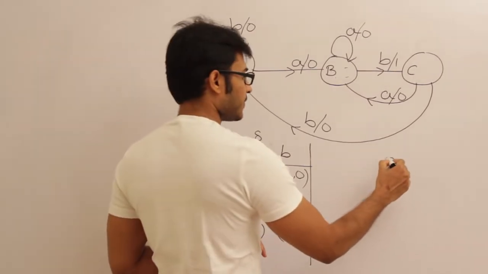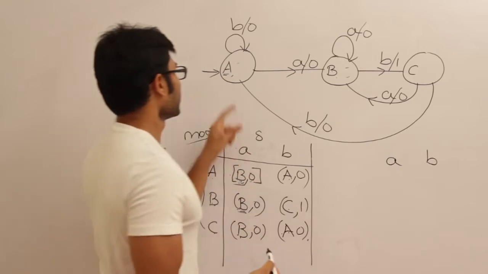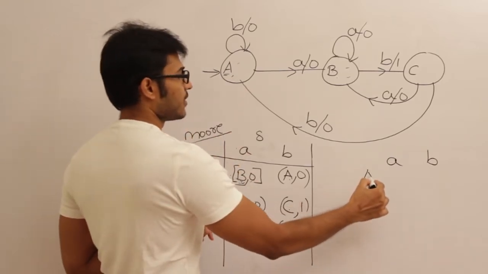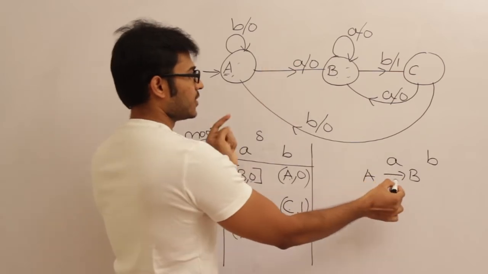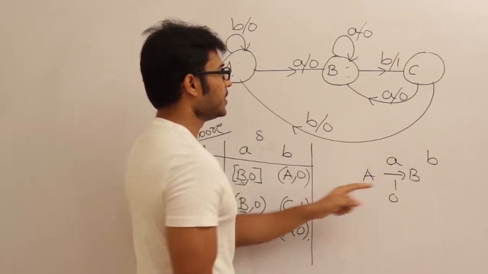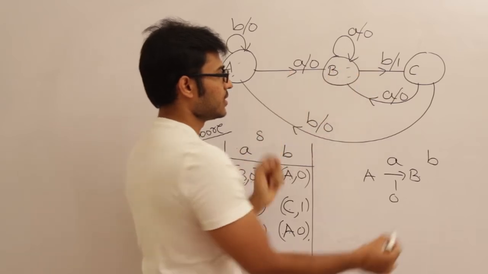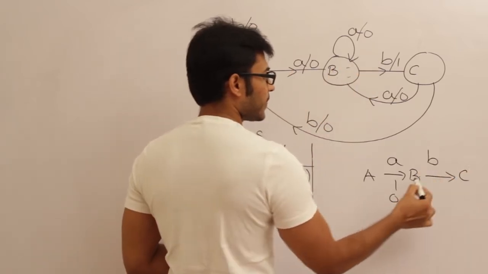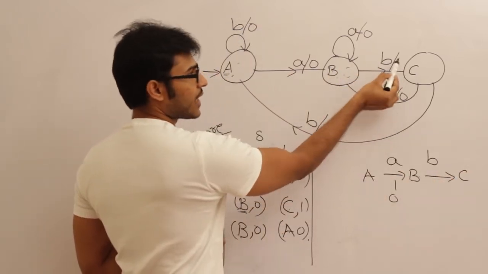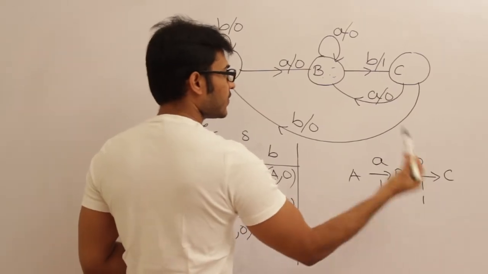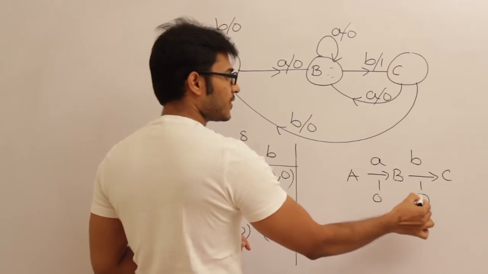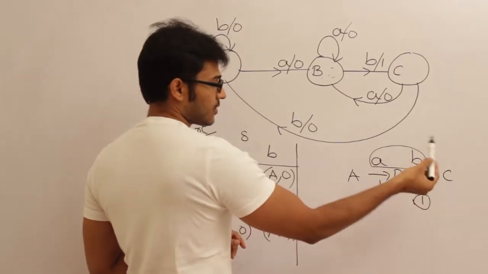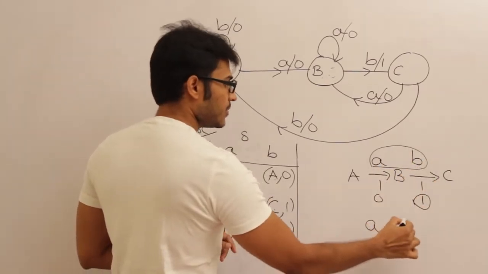Let's take an example, ab, and trace it out. Capital A on small a is going to capital B, and what is the output? 0. And capital B on small b is going to capital C, and what is the output? It is 1. So if we check this, output is 0, 1, which is nothing but I got 1 corresponding to an ab. So it has counted ab. You can even take abab.